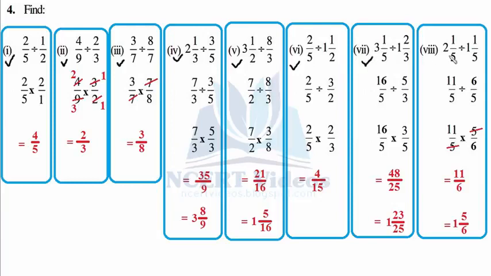Here 5 2s are 10 plus 1 is 11 over 5 divided by 5 plus 1 is 6 over 5. Now 11 over 5 into 5 over 6. 5 5s cancel out, 11 over 6, it is improper. So 6 1s are 6, 5 is the remainder over 6. So that was your last question, question number 4.